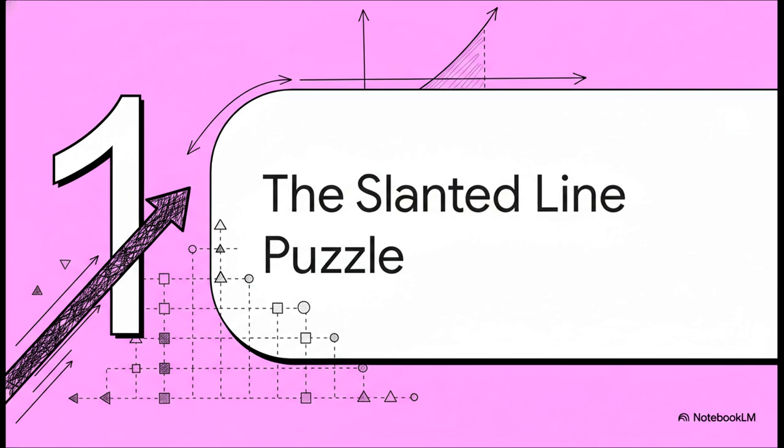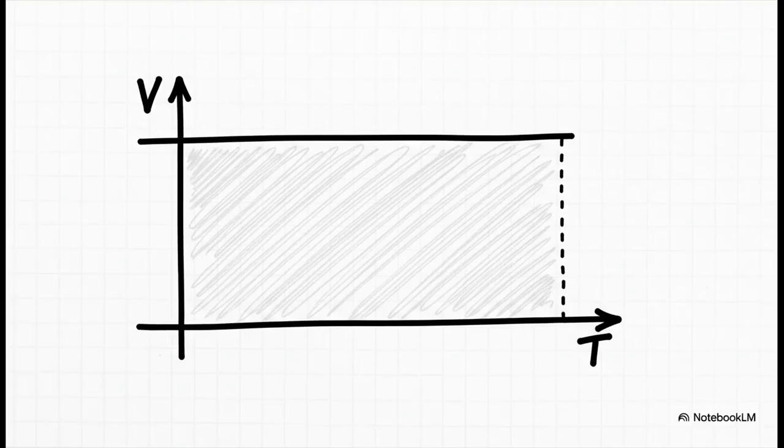Before we can really tackle that slanted line, we have to be absolutely sure we get why the flat line works. So let's start there, with the easy stuff. So, let's just imagine something moving at a totally constant speed. On our velocity time graph, that's just a simple, flat, horizontal line. And the distance it travels? Well, that's just its velocity multiplied by how long it was moving for.